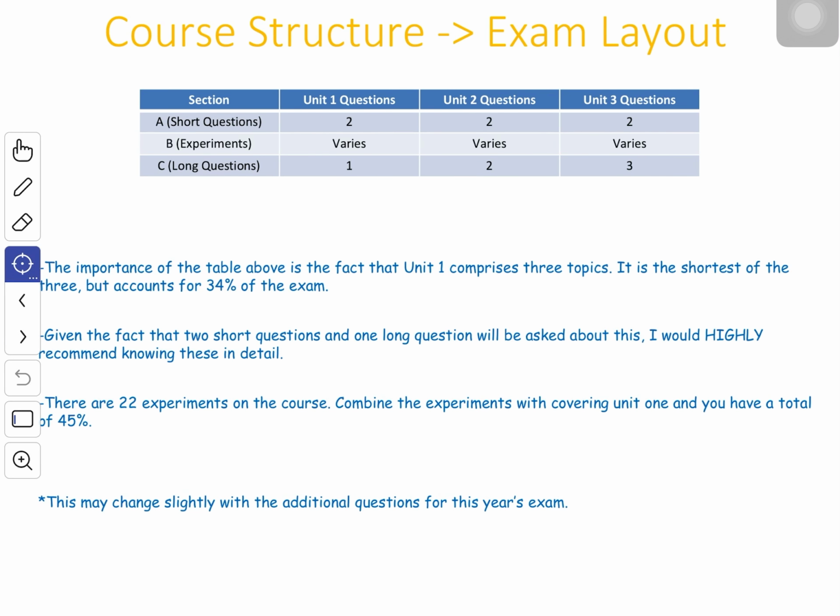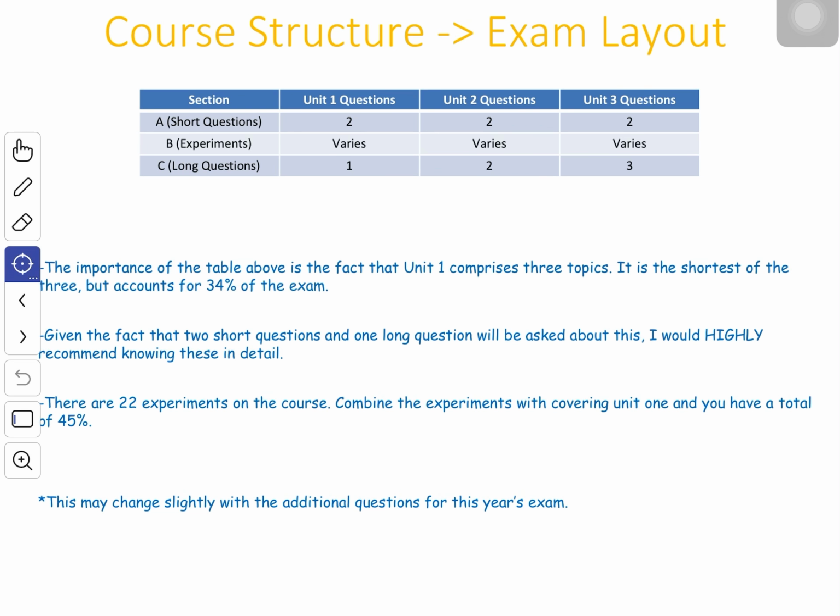So because you had to answer, or have to answer 4 of the short questions, if you answer the 2 of them to do with food, scientific method and ecology, that's half the short question marks available. And because you only have to answer 3 long questions, and 1 of them are going to be on food, scientific method and ecology, that's 1/3 of the marks for the long questions. So, given the fact that 2 short questions and 1 long question will be asked about the scientific method, food and ecology, I would highly, highly recommend knowing those 3 topics in detail.